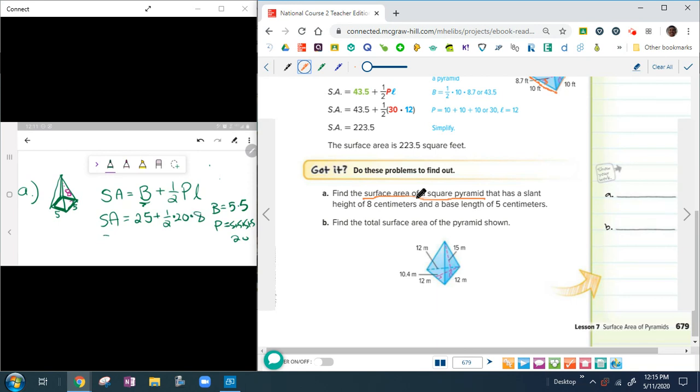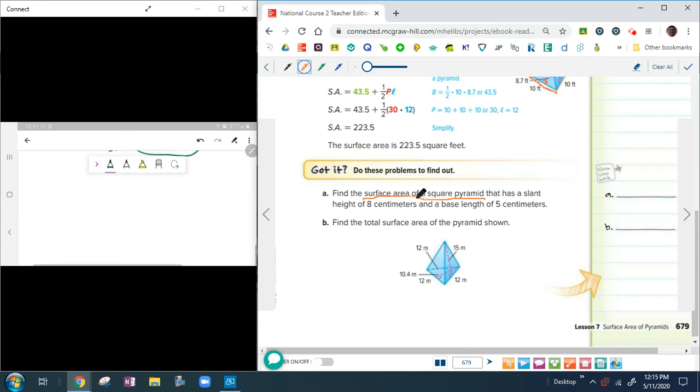All right, ready to calculate. It's 25 plus half of 20 is 10. 10 times 8 is 80. So that gives me a surface area of 105. And since we're doing area, it's going to be units squared. So let's see, centimeters squared.